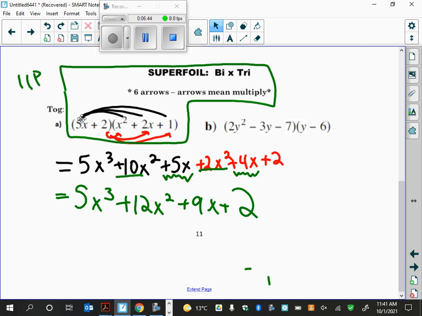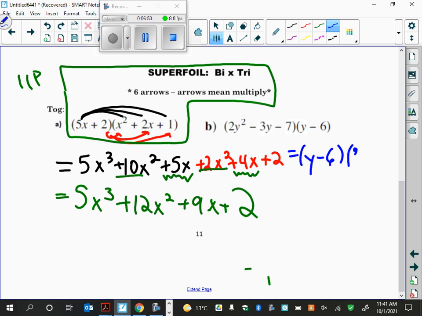If you have any questions, just give me a second. Let me get everyone started. I'd rather you rewrite this with the binomial first, just so you don't have to do any reverse distributing. So 2y squared, subtract 3y, subtract 7.